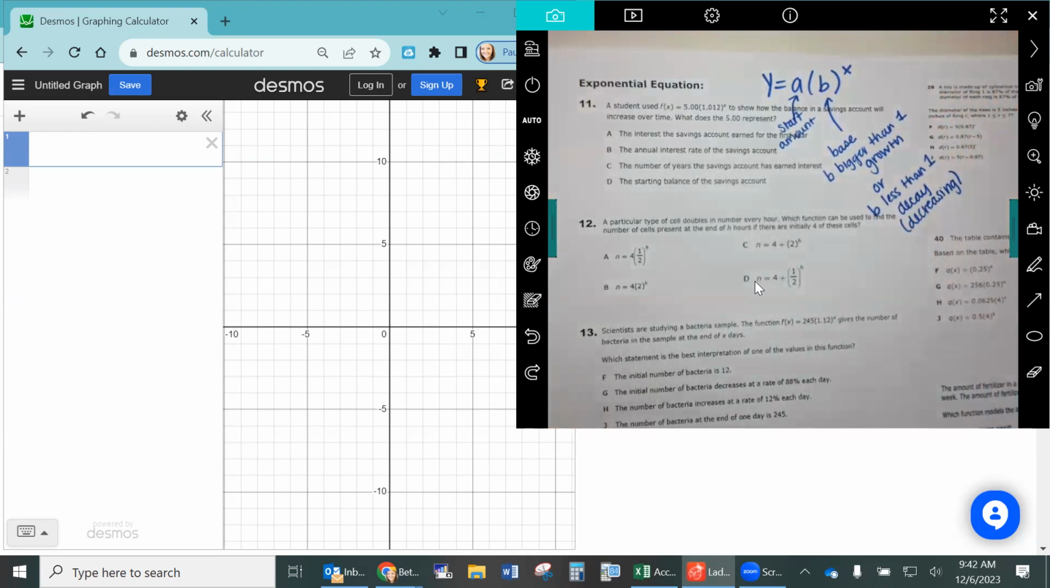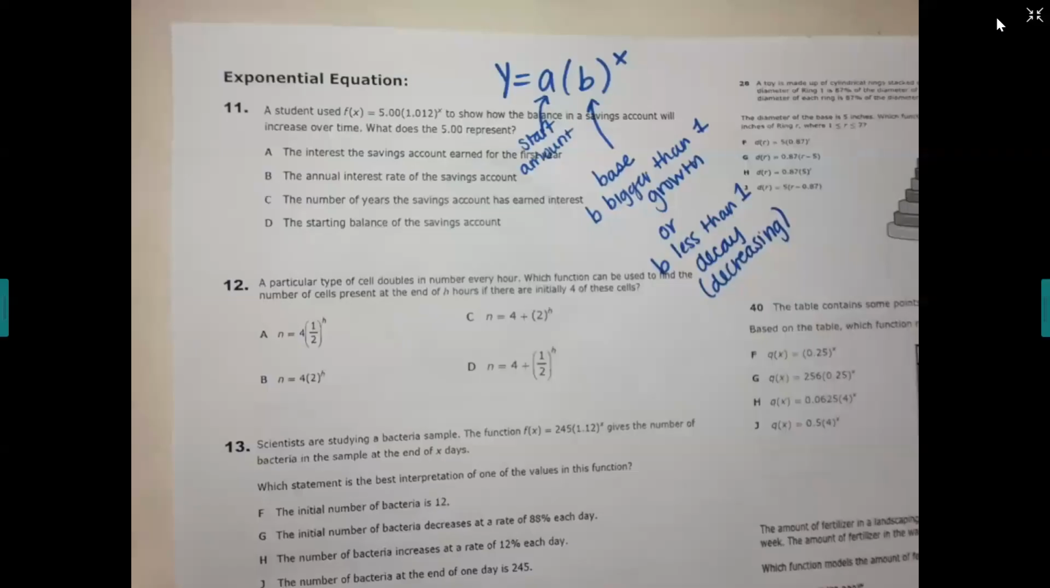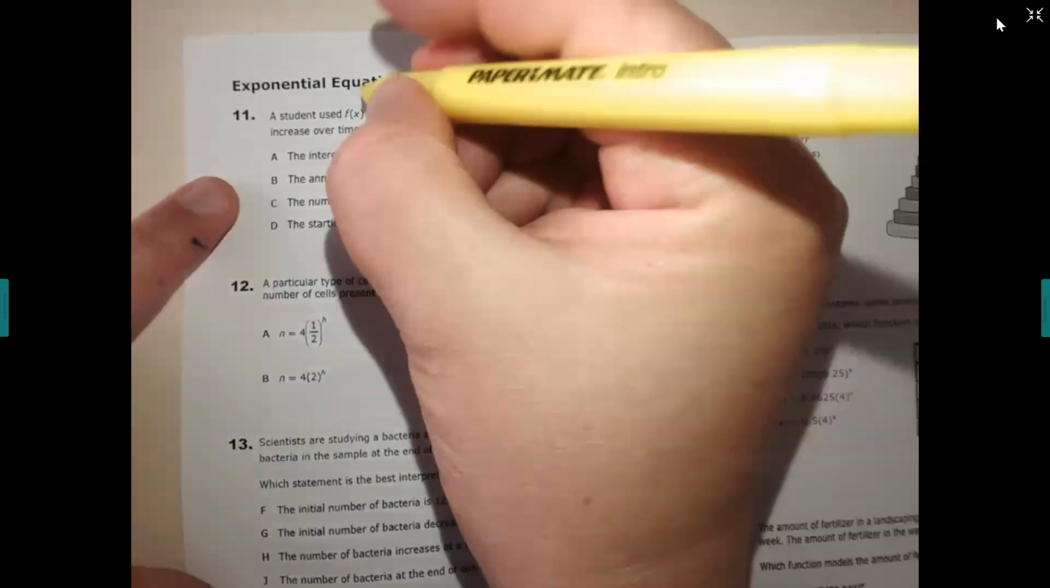Okay, so we're going to do maybe like 2 of these off this page, and then you'll have the rest of the class to finish. Let's start off with number 11. Okay, I kind of scribbled on it, but hopefully you can still read it. So it says a student used that equation to show how the balance in a savings account will increase over time. What does the 5 represent? So look at your equation.